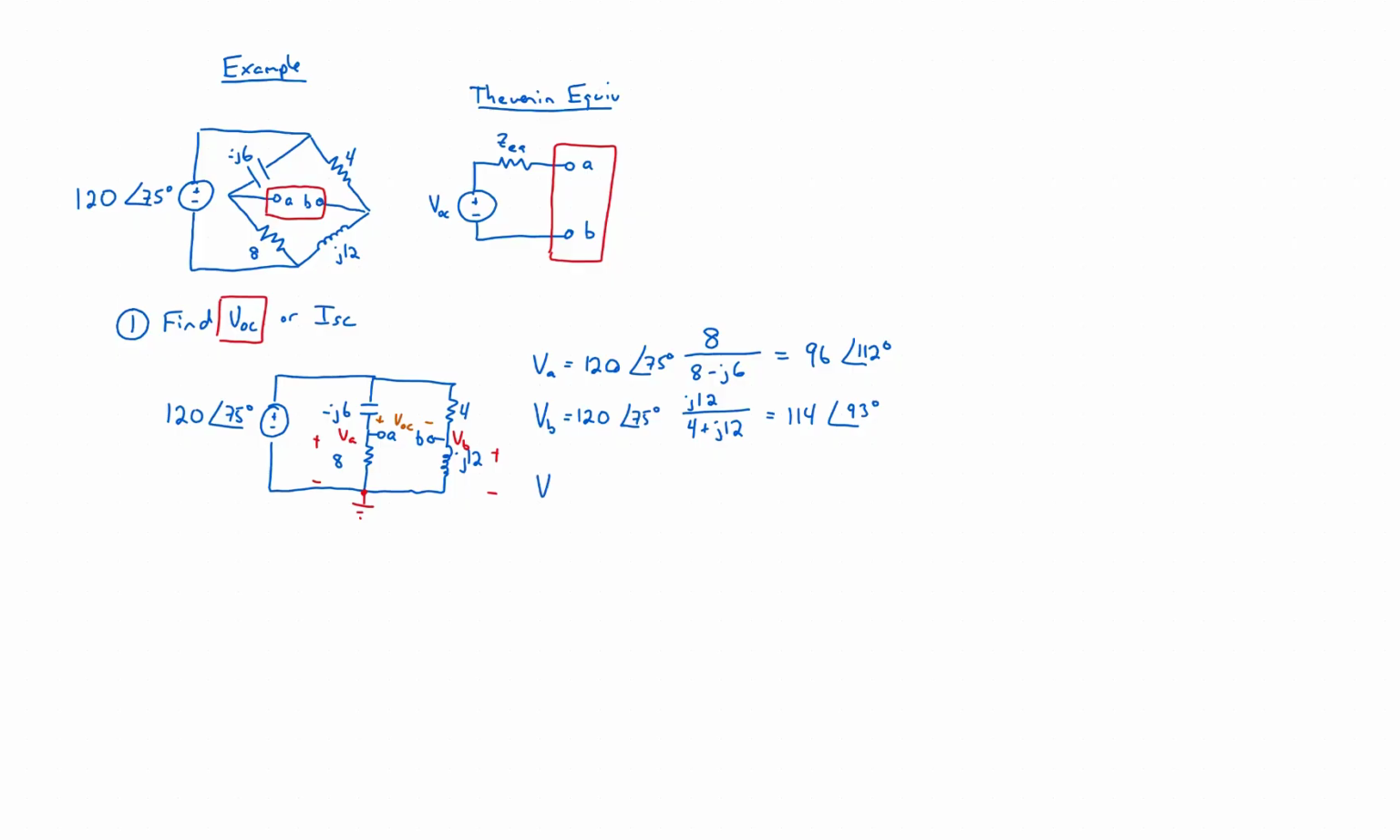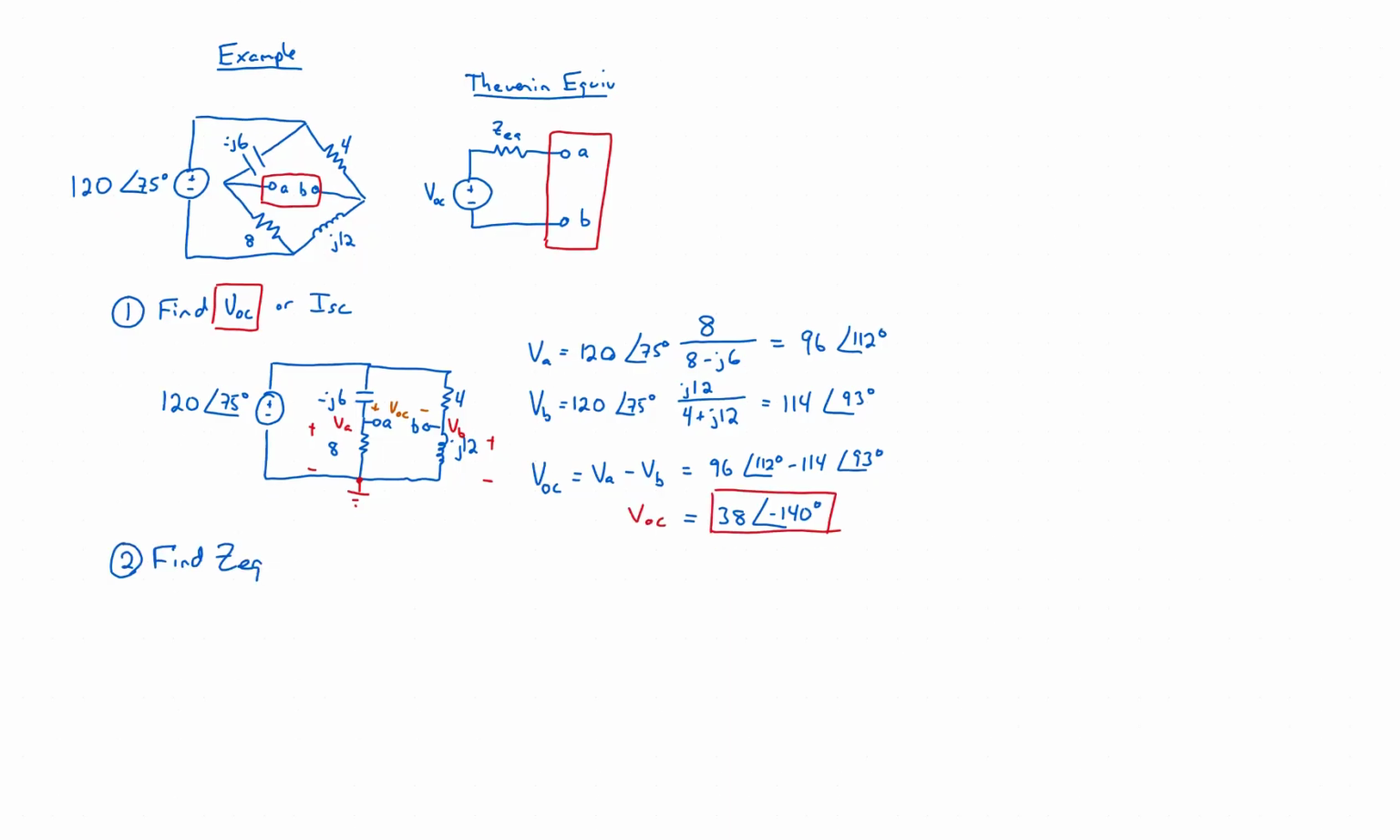VOC is equal to VA minus VB, and we've already found the parts from our earlier calculations. And this is one that you cannot do in your head. You can easily subtract two numbers in rectangular notation, but not in polar notation. In polar notation, you just have to put it in your calculator and get this. So that's the first step.